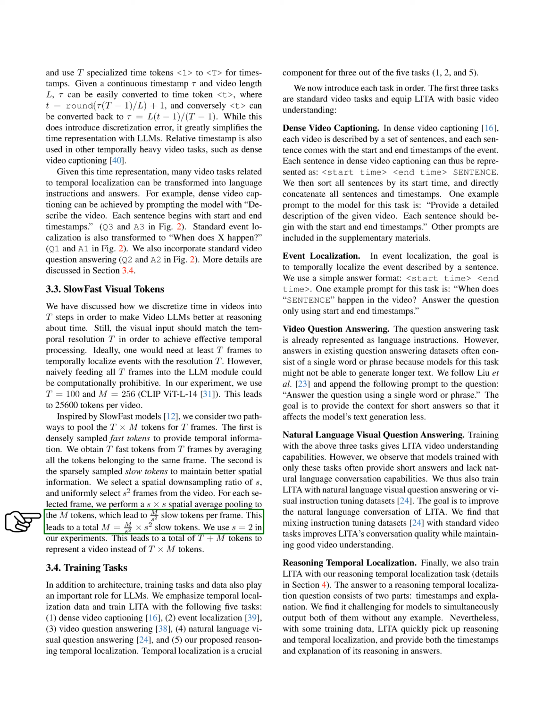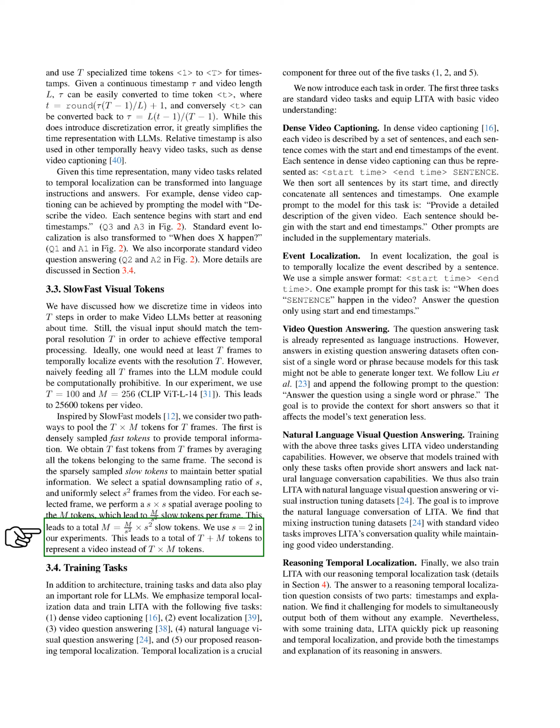For each selected frame, we apply S times S spatial average pooling to the M tokens, resulting in M/S² slow tokens per frame. This strategy yields a total of M/S² times T slow tokens. In our experiments, we set S equals 2, leading to a total of T plus M tokens to represent a video instead of T times M tokens.